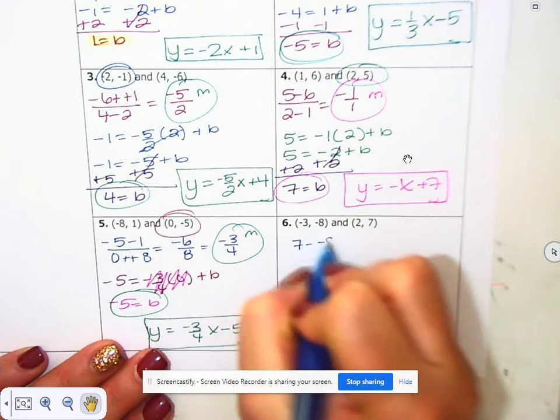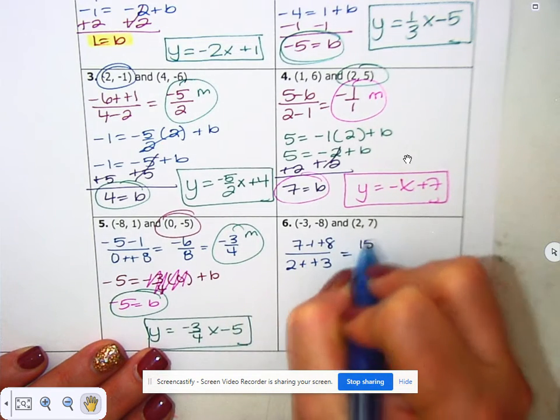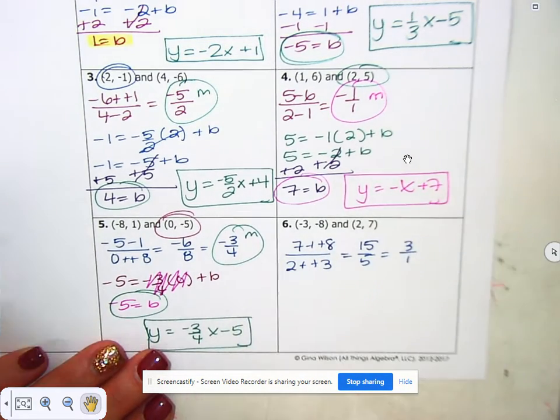All right, 7 minus negative 8 and 2 minus negative 3. Double negatives on both of those, so that's 15 over 5, which is going to take us to 3 over 1.